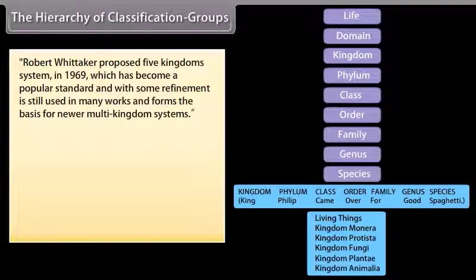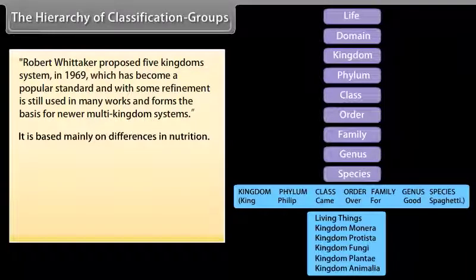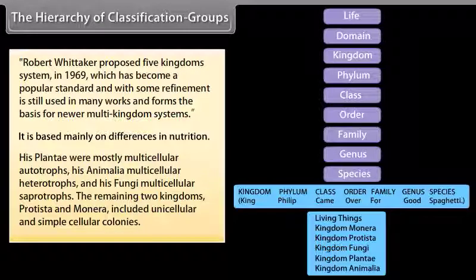Robert Whittaker proposed the five kingdoms system in 1969, which has become a popular standard and, with some refinement, is still used in many works and forms the basis for newer multi-kingdom systems. It is based mainly on differences in nutrition. His Plantae were mostly multicellular autotrophs, his Animalia multicellular heterotrophs, and his Fungi multicellular saprotrophs. The remaining two kingdoms, Protista and Monera, included unicellular organisms and simple cellular colonies.